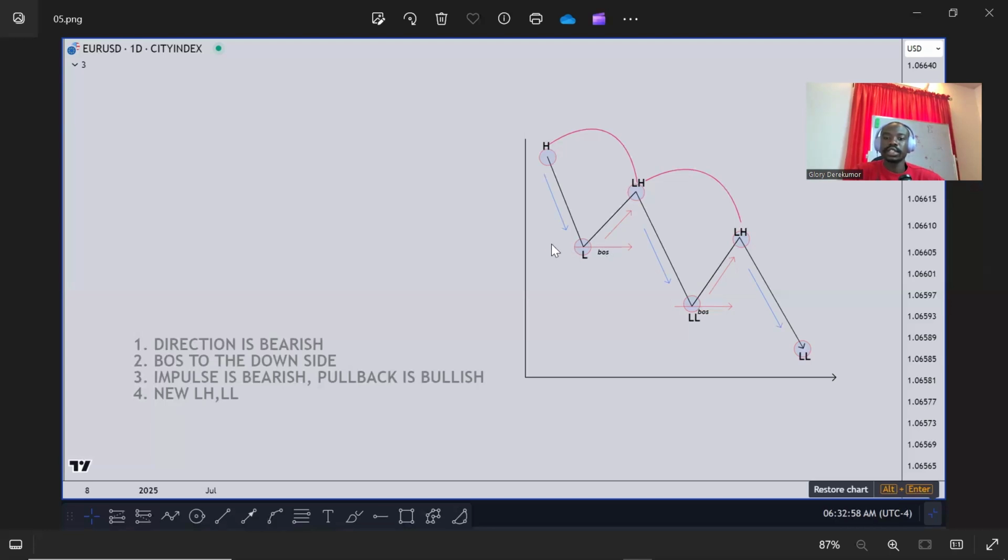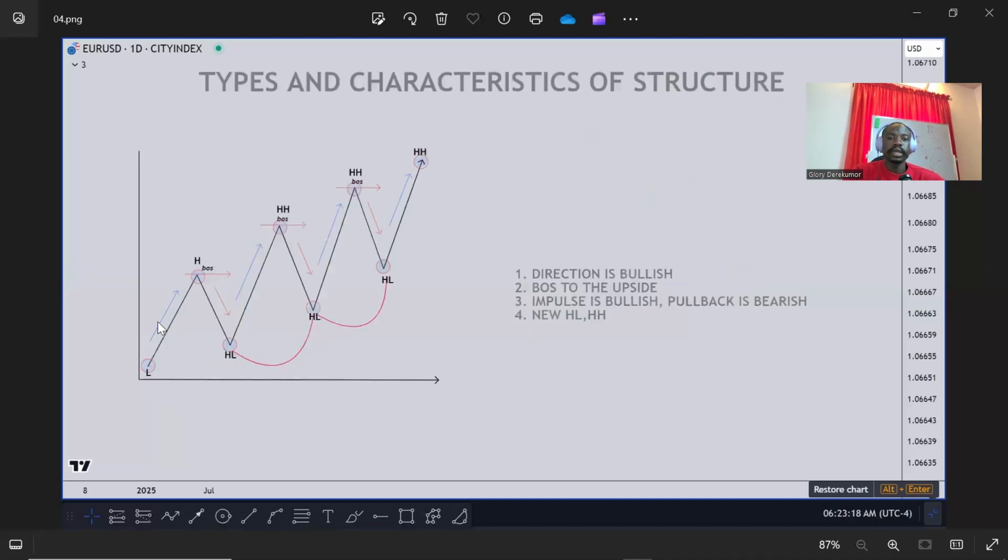to the downside. So you can see here, there's a break of structure to the downside, new lower low created. Break of structure to the downside, new lower low created. Unlike here, when we have break of structure to the upside, new higher high created. Break of structure to the upside, new higher high created.